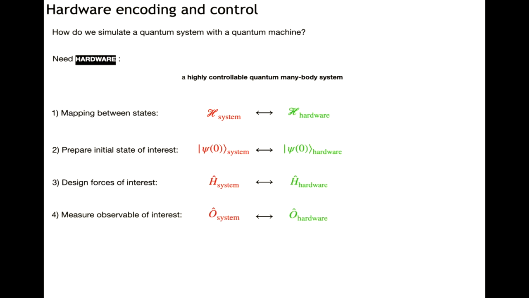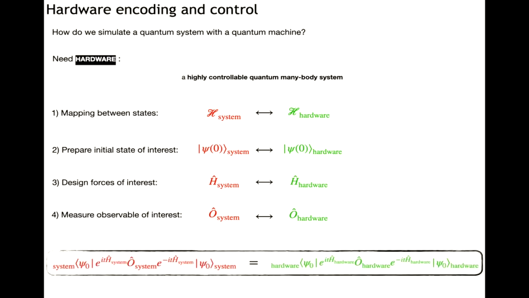And finally, you have to be able to measure the observables of interest. So there is some observable that you care about in the actual system, and you have to be able to map it back to your hardware and be able to measure this precise quantity. Okay, so basically, all this set of requirements can be summarized in a single equation, the one at the bottom of the slides, which expresses the equivalence between the quantum many-body dynamics happening on one side, on the actual system, and on the other side, in your artificial hardware.